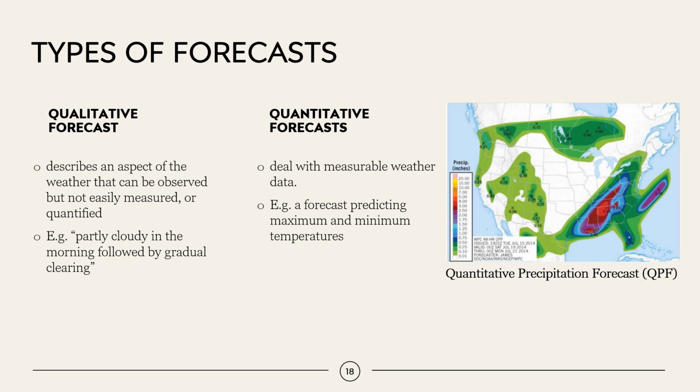And this figure is showing a quantitative precipitation forecast, and it depicts the amount of liquid precipitation in inches that is expected to fall over an area within a defined period of time. So this precipitation forecast is given as a percentage of probability. That means probability of precipitation that is expressed like a 40% chance of rain.